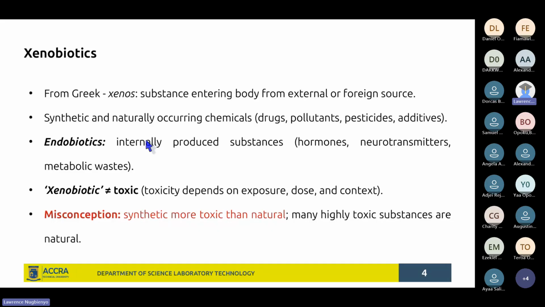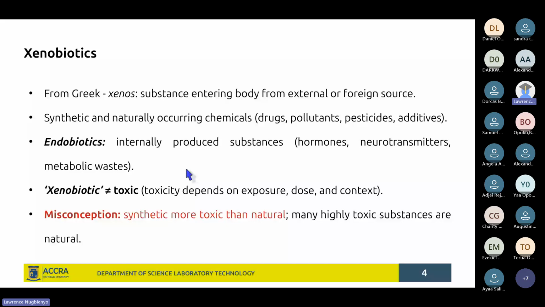Now, what would be the opposite of xenobiotics? That is endobiotics, which means substances that are internally produced. So for instance, you have metabolic processes in the body, that when you take in a substance, such a substance undergoes some metabolic processes and produces some products, some metabolites. And some of those metabolites could be toxic. And you do refer to such as endobiotics. So such as substances like hormones, which are being secreted by different glands, neurotransmitters, and even in the process of metabolism, some byproducts which are produced.